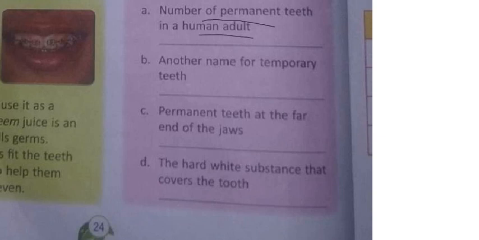Adult means who became big persons. How many permanent teeth will we have? 32. All the adults will have 32 teeth. Next one is another name for temporary teeth. Temporary teeth can also be called as what I told? Milk teeth. MILK, milk teeth.